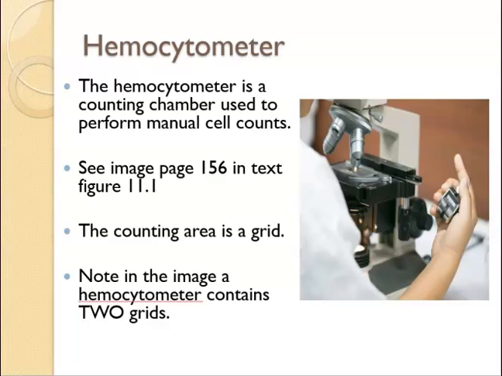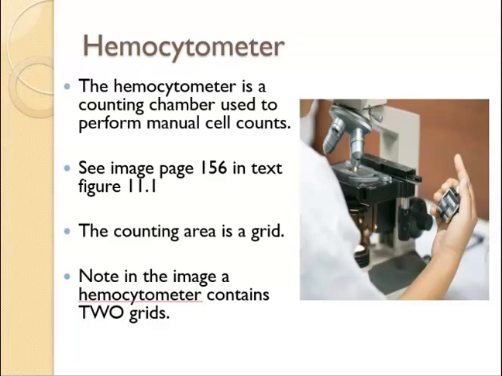We could use a hemocytometer to count the number of cells. And you can find an image of a hemocytometer on page 156 in your textbook. And again, we're counting inside a grid pattern that is on the slide. So this is a specialized slide that we use to perform the manual cell count.